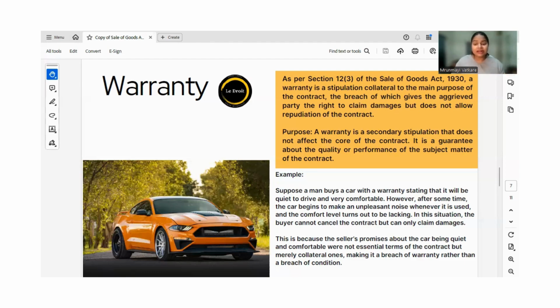Let's understand the legal definition. According to Section 12(3) of the Sale of Goods Act 1930, a warranty is a stipulation collateral to the main purpose of the contract, the breach of which gives the aggrieved party the right to claim damages but does not allow repudiation of the contract. What is the purpose of warranty? As explained, it is a secondary stipulation. It would not affect the core of the contract, but it is a guarantee about the quality and performance of the subject matter of the contract. Now that we have discussed the legal definition of warranties, let's move ahead and understand the types of warranties.